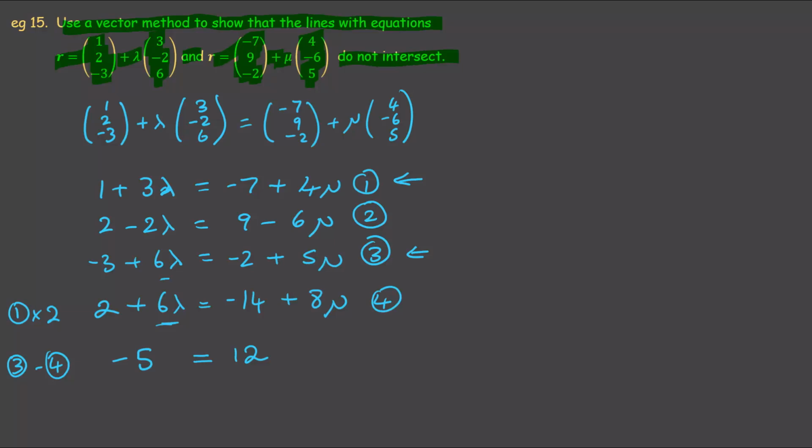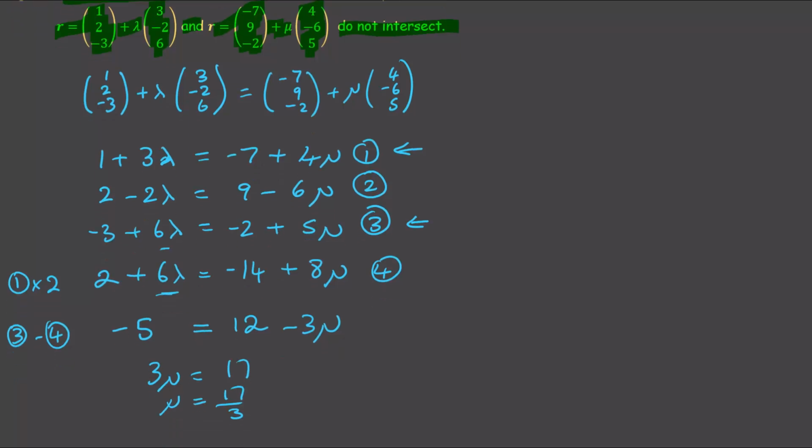And then we have 5μ take away 8μ, which is -3μ. That gives us that 3μ is equal to 17. So μ is equal to 17 over 3. If we have μ equal to 17 over 3, let's go back into equation 1.